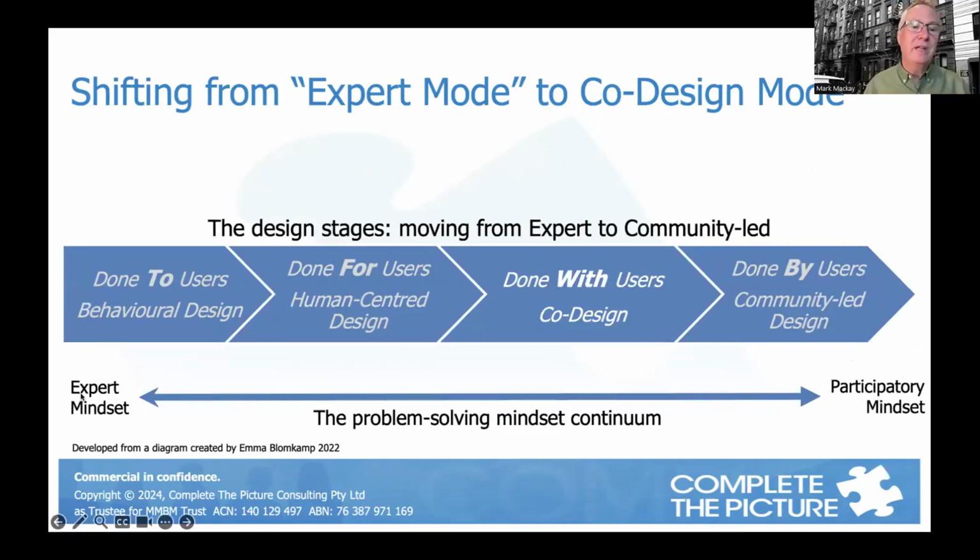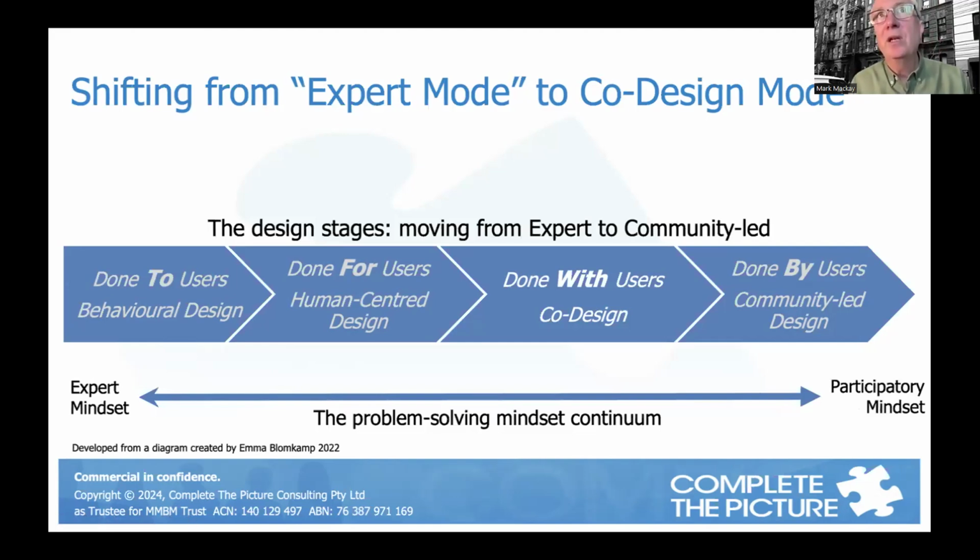This is applying the expert mindset. Yes, you might have someone who sits above you in terms of your organization structure that will approve your solution, but they're relying on you to bring a solution. You're an expert.